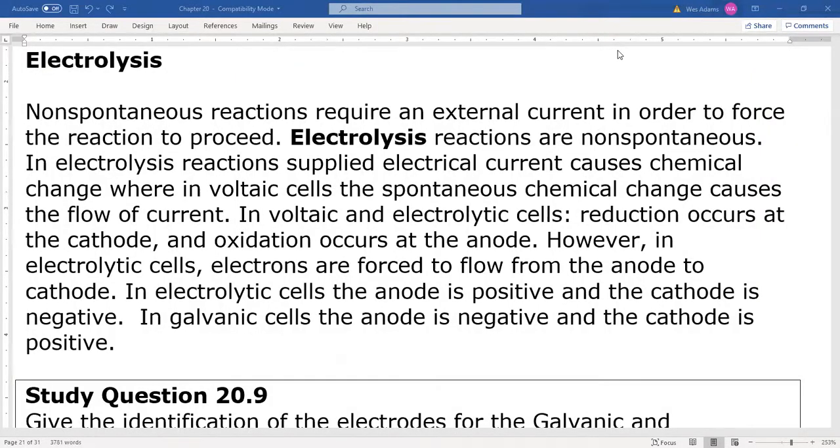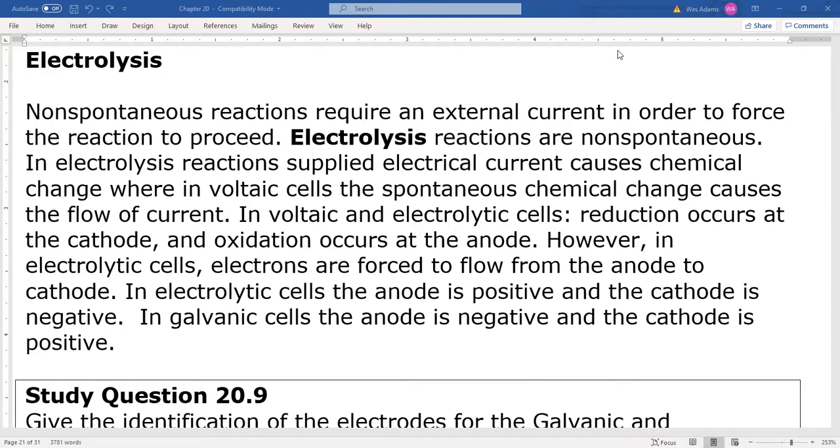Okay, let's talk a little bit about electrolysis. Now, electrolysis reactions are non-spontaneous reactions. That is, they don't just occur if you were to mix the reactants, but we can make them occur by application of an external current.